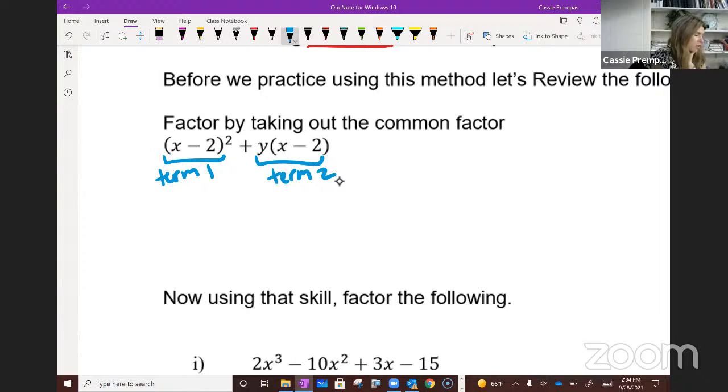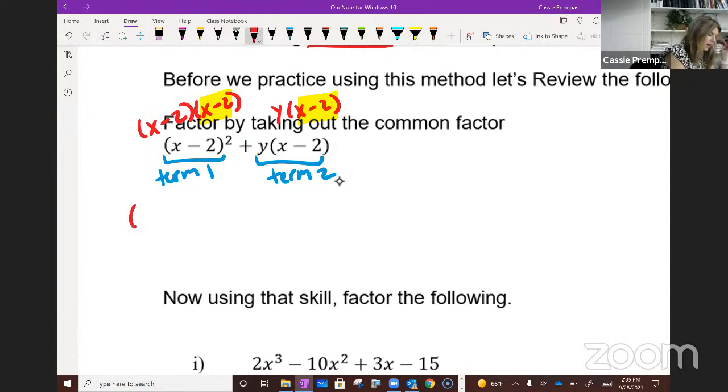Out of term 1 and term 2, they do have a common factor. What do you guys think it is? What is common to both of those? X minus 2, awesome. In fact, if I was to factor it down, this first term would be the result of x minus 2 times itself, and this one would be the result of y times x minus 2. So those of you who said x minus 2, you're correct because they share that. So we're going to factor it out. We're going to divide it out of each term.